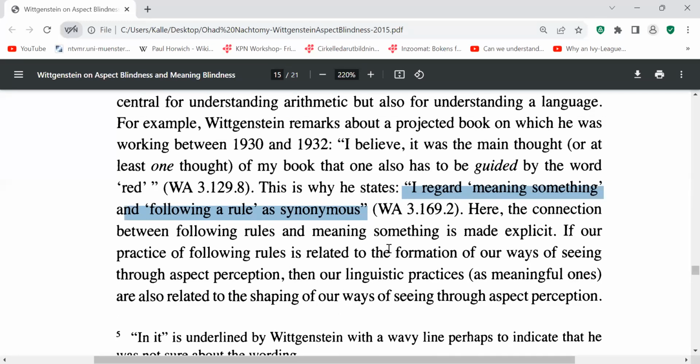Here, the connection between following rules and meaning something is made explicit. If our practice of following rules is related to the formation of our ways of seeing through aspect perception, then our linguistic practices as meaningful ones are also related to the shaping of our ways of seeing through aspect perception.